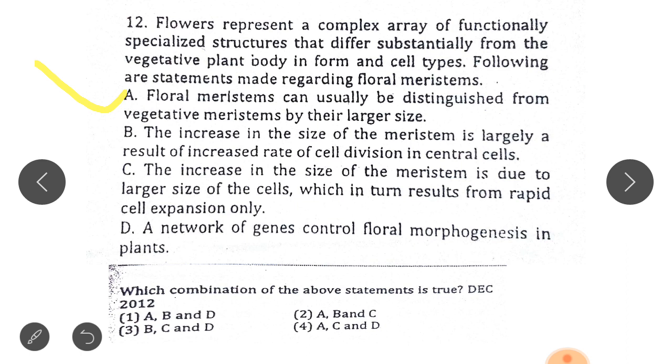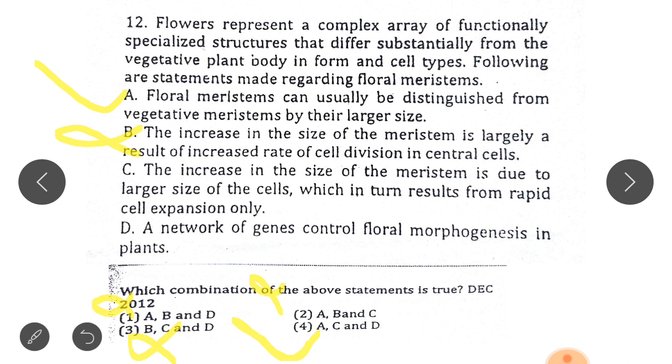The increase in the size of meristem is largely a result of an increased rate of cell division in central cells. This is wrong. So B is not present. So 3 is wrong, A is wrong, and B is wrong, meaning 2 is wrong. So the answer will be 4.